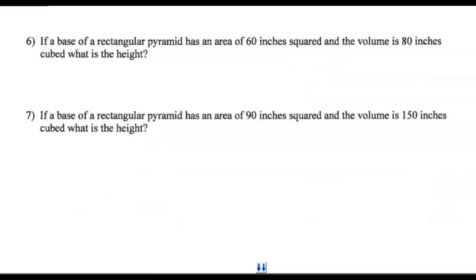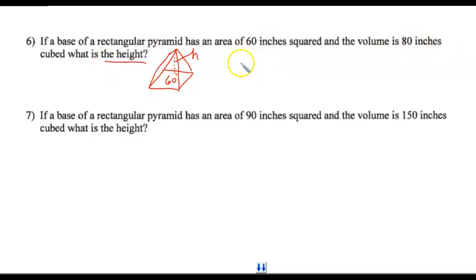Okay, let's practice again. If a base of a rectangular pyramid has an area of 60 inches squared and a volume of 80 inches cubed, what is the height? So in this case, they're telling me what the base of my pyramid is. So I know that the base is 60 inches. And then it comes up to a point, and we have the height. The volume is 80 inches. So we're looking for the height.